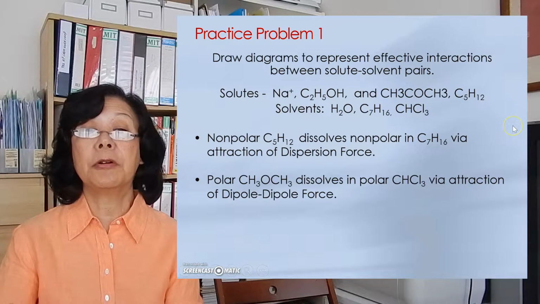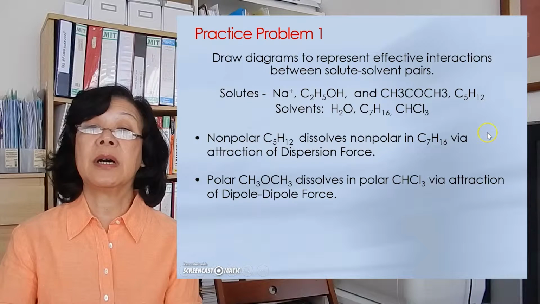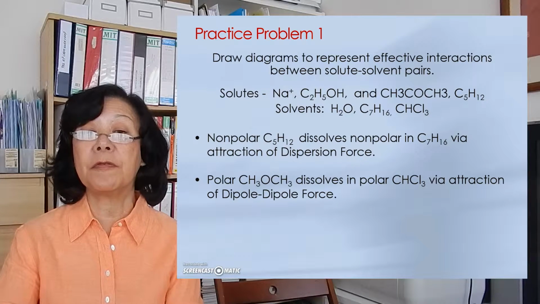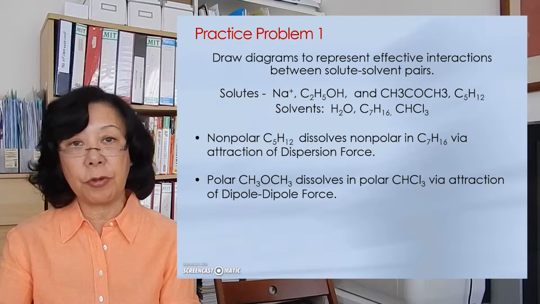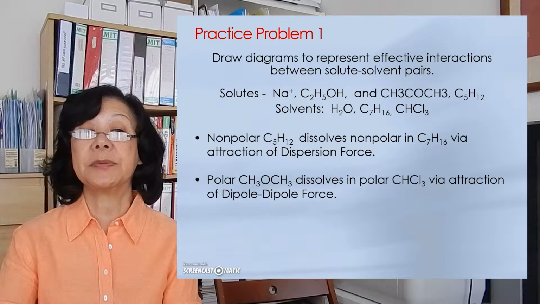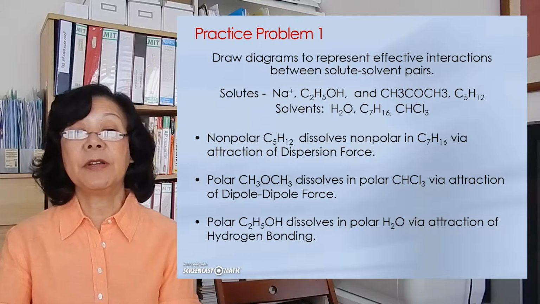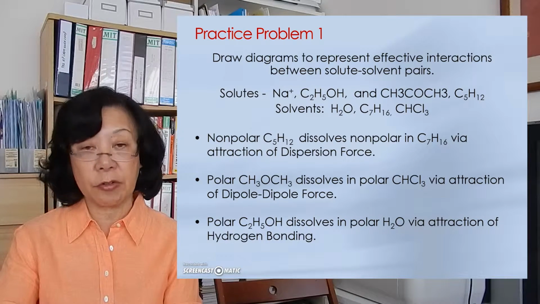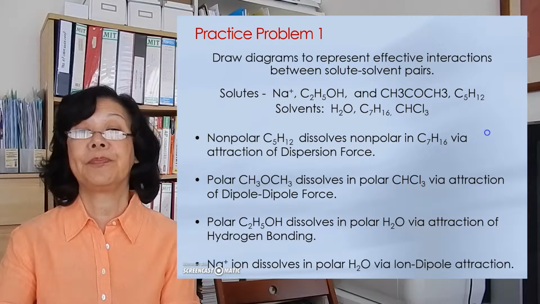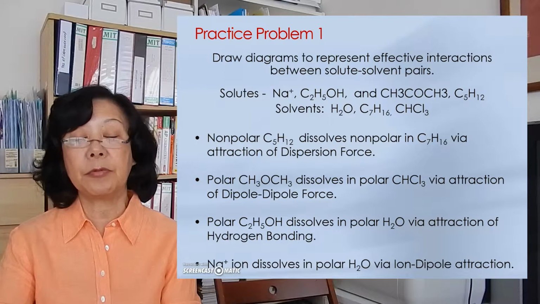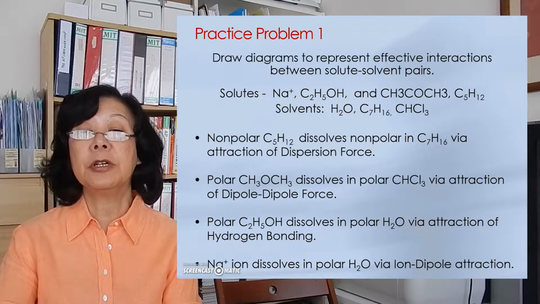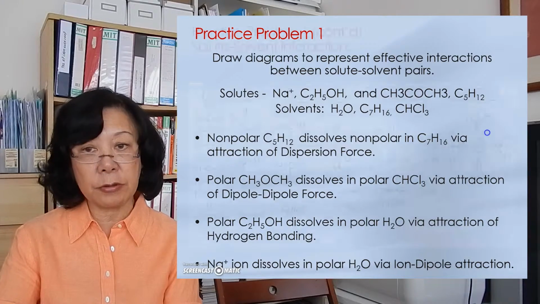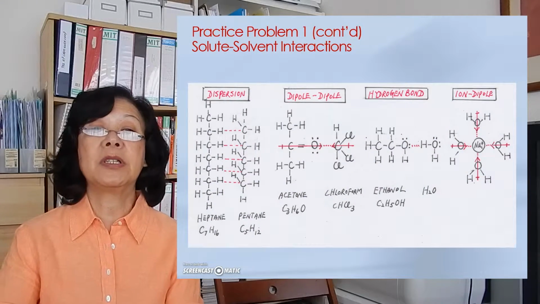The polar ketone will dissolve very well in the polar chloroform because there's attraction through dipole-dipole forces. Then finally, the ethanol will dissolve well in water because of attraction through hydrogen bonding. And then the sodium ion will dissolve well in water through ion dipole attraction. So the next slide will show the drawing of these attractions.